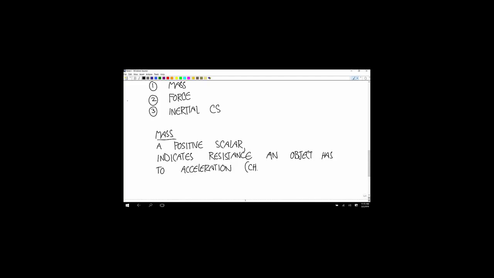Mass, which you can also think of as a resistance to changing velocity. So if something has a big mass, a high positive scalar represents its mass, it's very resistant to changes in velocity. If it has a small mass, it's very easy to change its velocity, to make it accelerate.